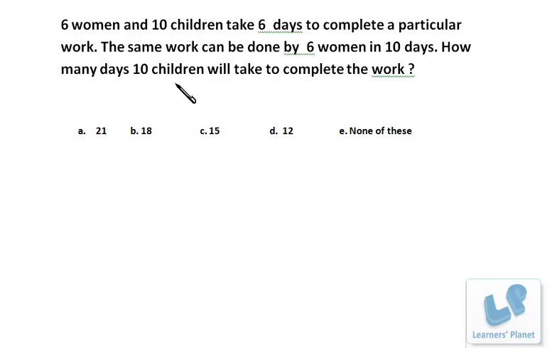Now friends, you don't even need paper and pen to solve this problem, right? It's just a very simple mental exercise. Let's say 6 women are taking 10 days to accomplish the task. That means the work is 60 woman days, right? Now 6 women and 10 children take 6 days. That means 6 women for 6 days, that is 36 woman days, plus 10 children for 6 days, that is 60 children days, is equal to 60 woman days, right?